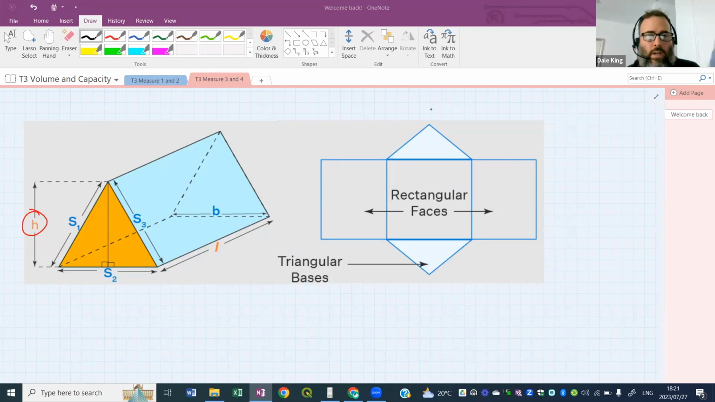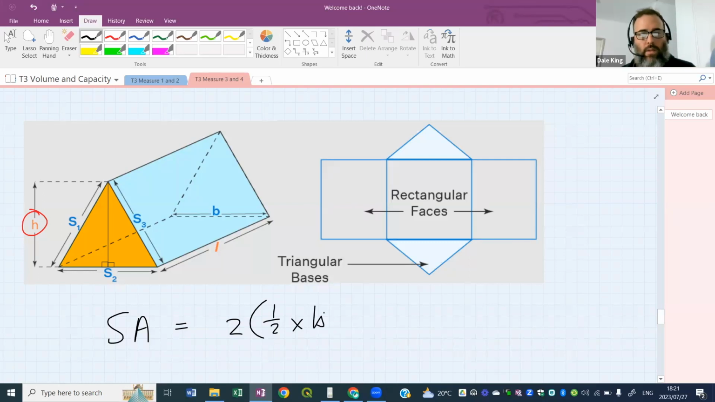So we've got two triangles and three rectangles. Let me do the two triangles first. There's two of them. I'm going to say 2 and then open my brackets. And like you guys said, I need half times the base times the height. Those are my triangles covered.